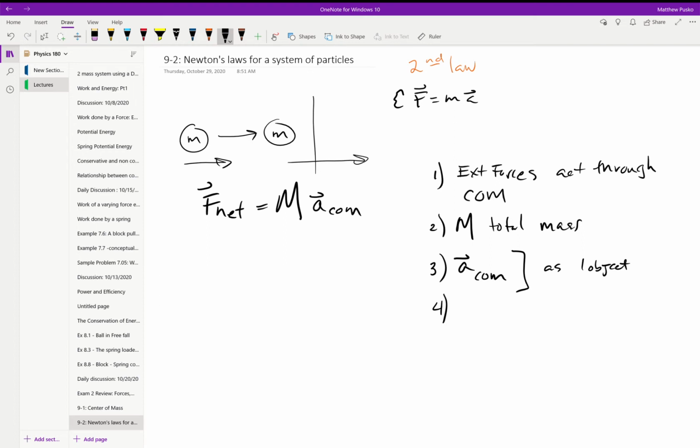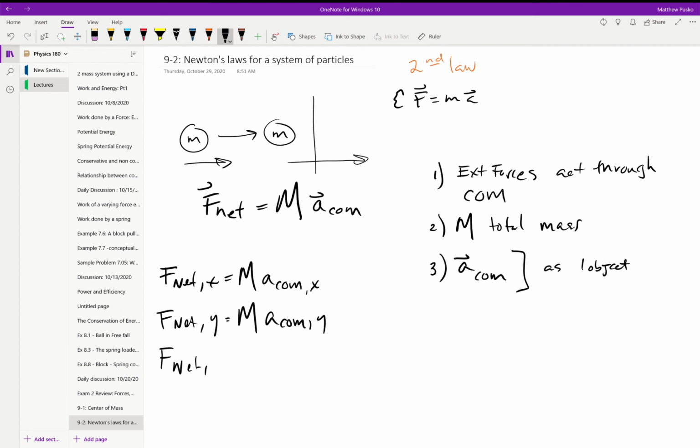And what we get are three equations for our three directions. We get the net force in the x direction is equal to M times the acceleration of the center of mass of x. The net force in the y direction is equal to that combined mass times the acceleration of the center of mass of y. And the net force in the z direction is the combined mass times the acceleration of the center of mass of z.